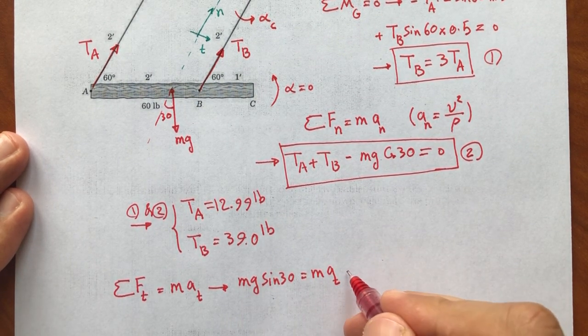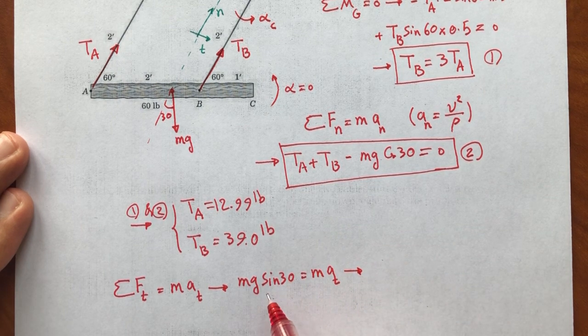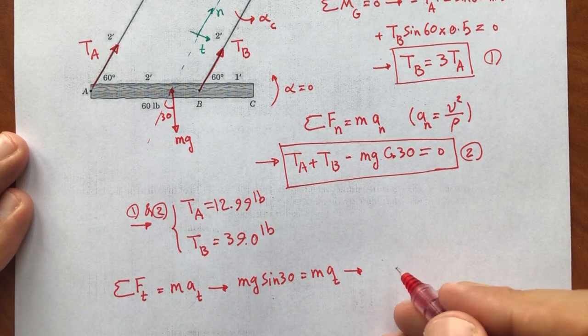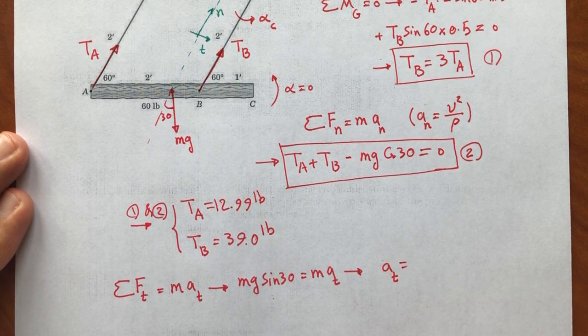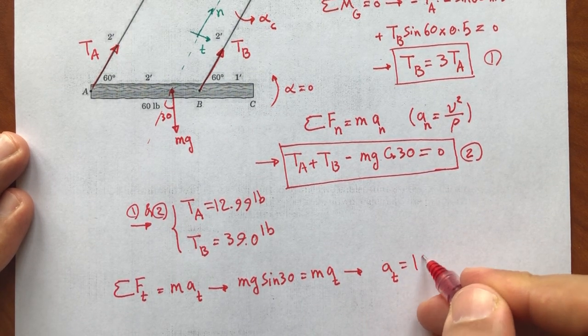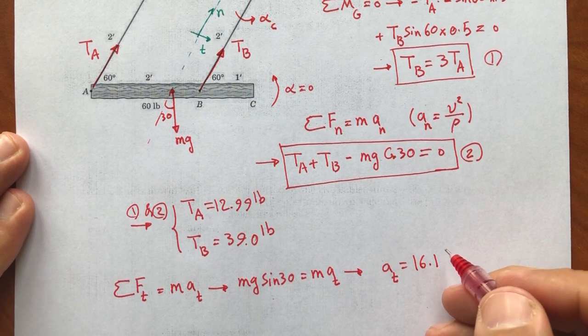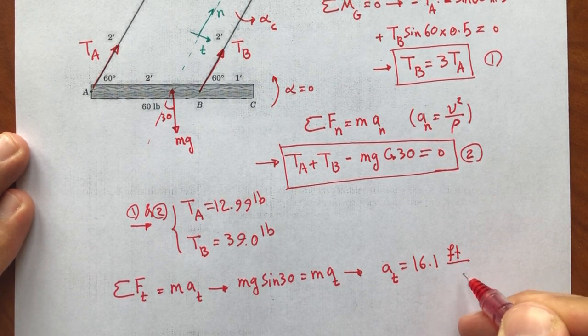And g is equal to 32.2. And m is going to cancel out. So acceleration in the tangential direction is going to be 16.1 foot per second square.